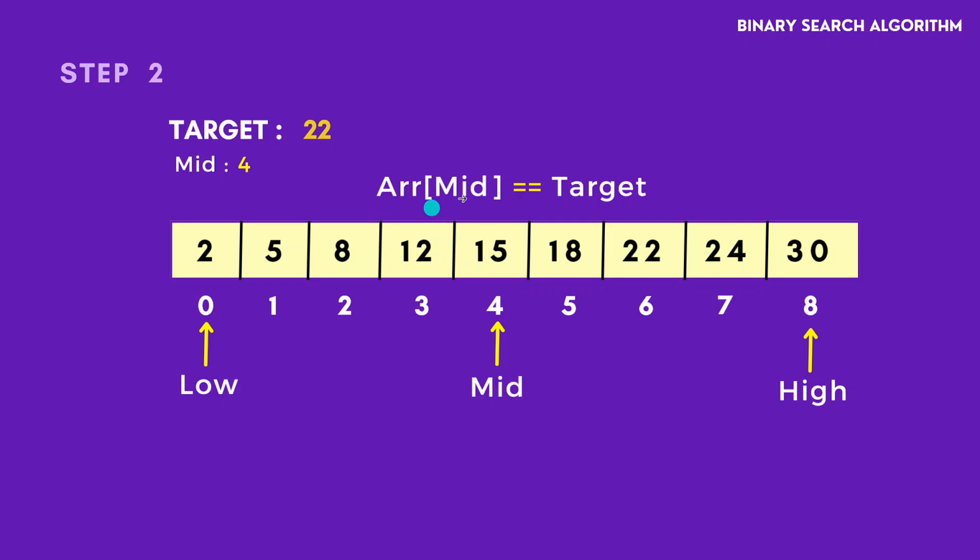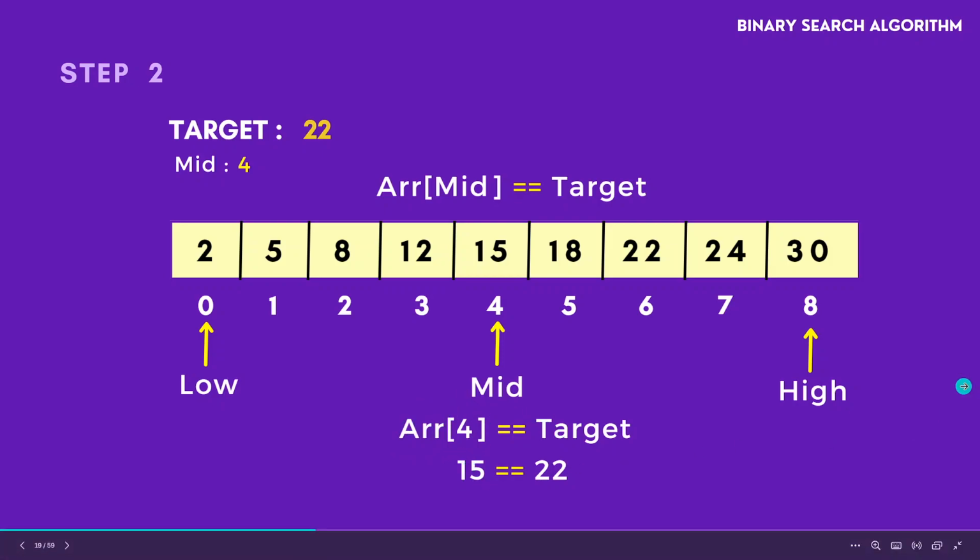So what is array of mid? We know mid is 4, correct? So what is the value at position 4? It is 15, right? So array of 4th position is equal to target. What is the value at the 4th position? Is 15, obviously. So now, is it equal to 22? Obviously it's wrong, correct? So this is going to be the first condition.